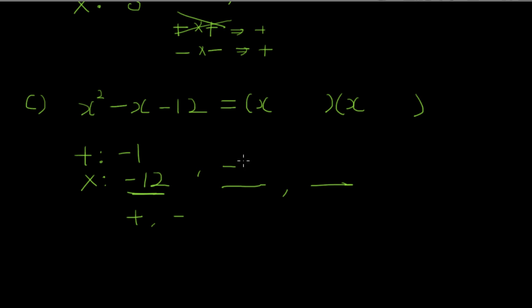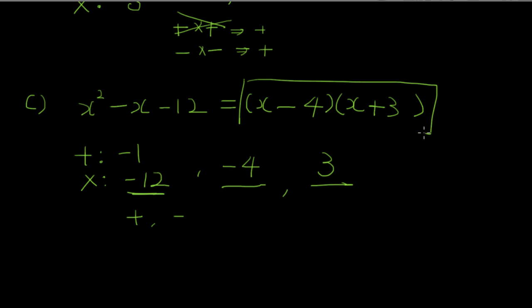So -4 and 3. How about that? Right? Added to be -1, multiplied to be -12. So -4 plus 3. That's it. Right? Okay.